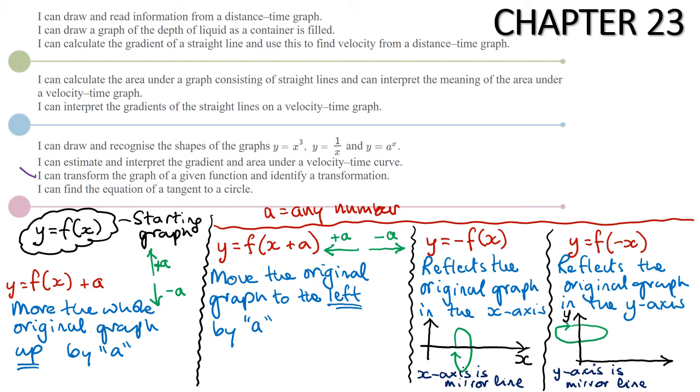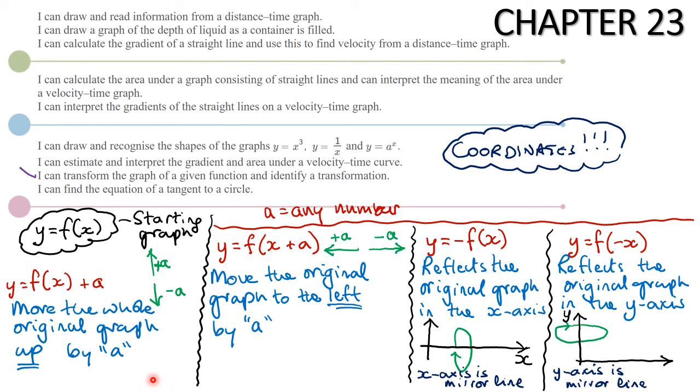And also don't forget about coordinates. If any coordinates are given, what you need to do is work out what those new coordinates are. So for example, if it's the first type of transformation, then the y coordinates are going to get changed as the graph gets moved up or down. If it's the second type, the x coordinates are going to change as it gets moved left or right.